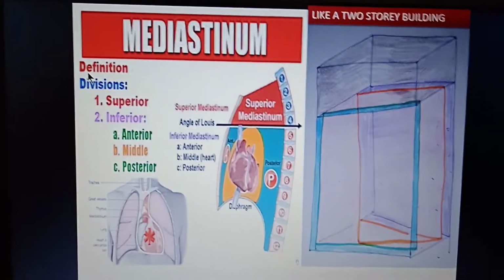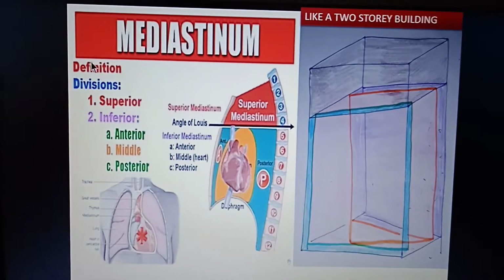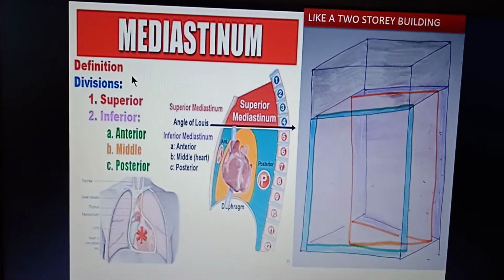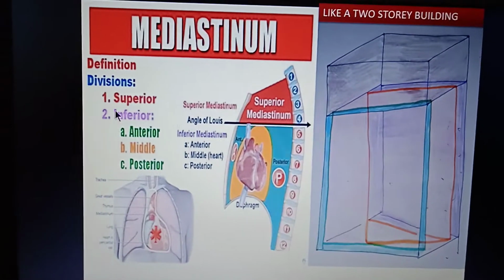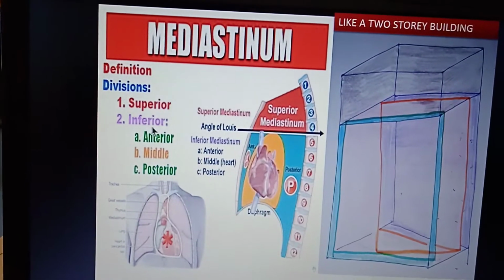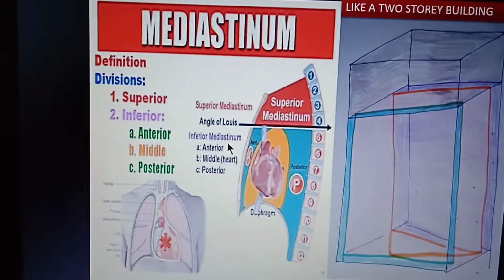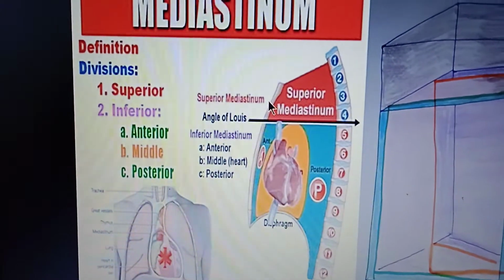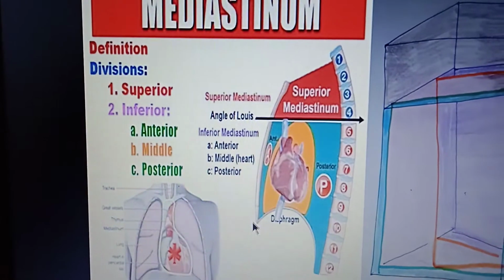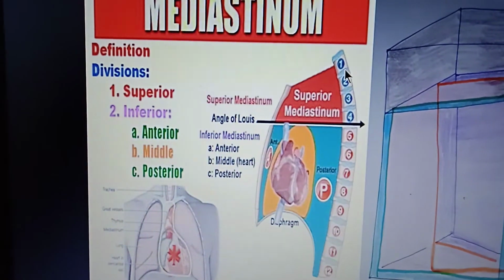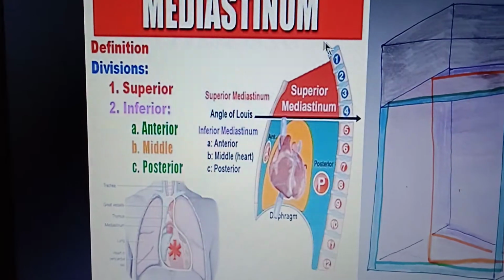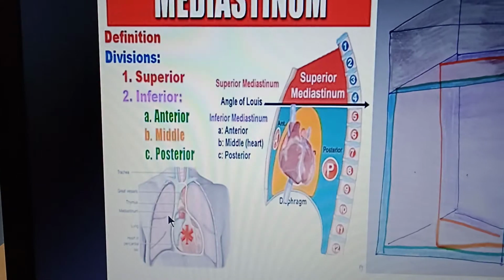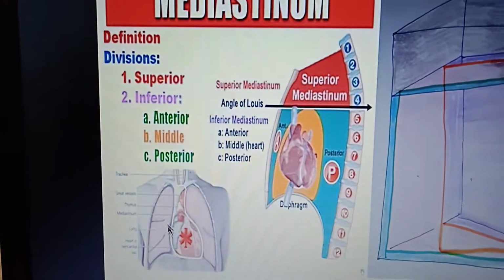So mediastinum, the definition I have said earlier: it is the middle space in between the two lungs, enclosed within the pleural sac. The division is superior and inferior. Its boundary anteriorly is the sternum, that is the manubrium sterni, body of the sternum, and the xiphisternum. Posteriorly, all the thoracic vertebrae T1 to T12. By the side it is mediastinal pleura.